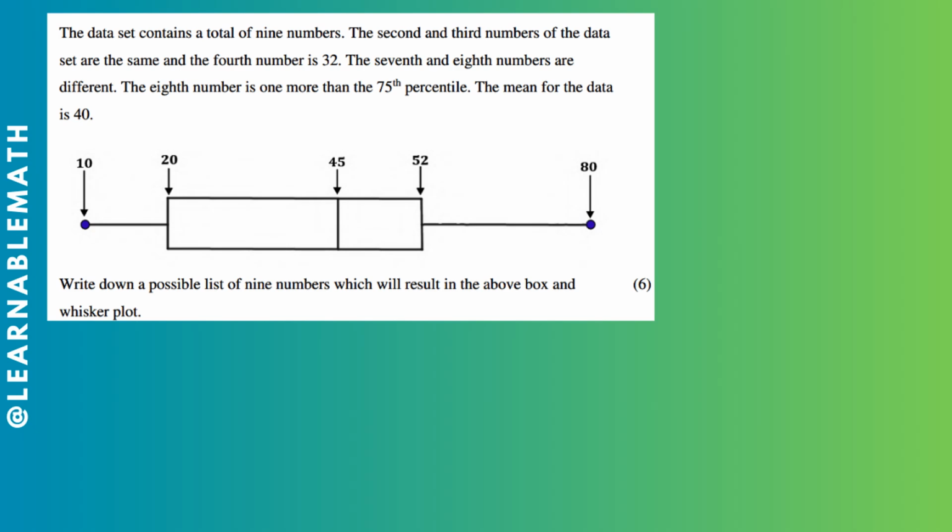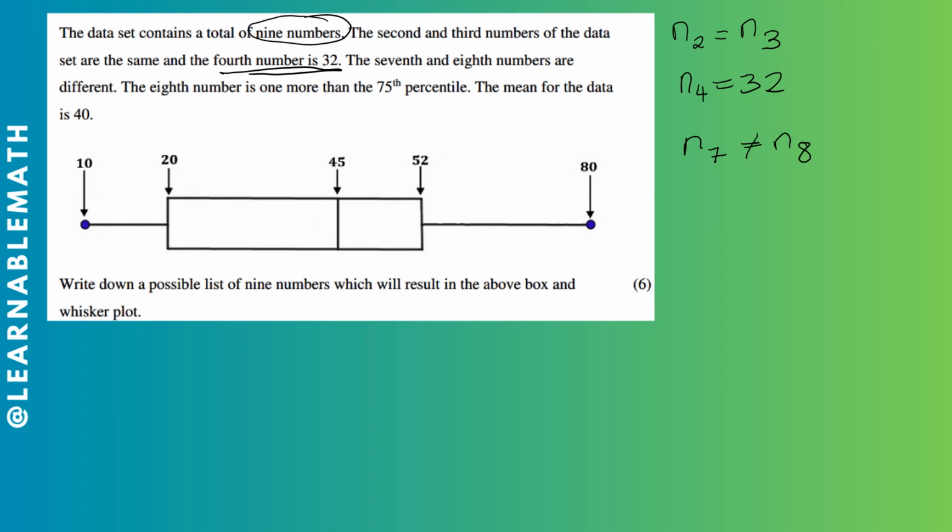All right, we are given that the data set contains a total of 9 numbers. Very important: the second and third numbers of the data set are the same, so N2 is the same as N3. And the fourth number is 32, so N4 is equal to 32. The 7th and 8th numbers are different, which means N7 is not the same as N8.